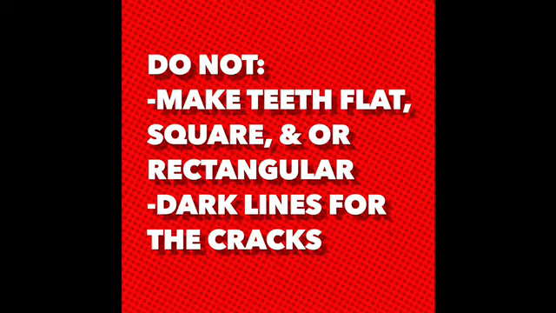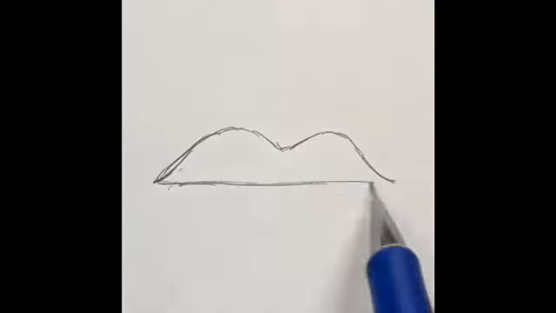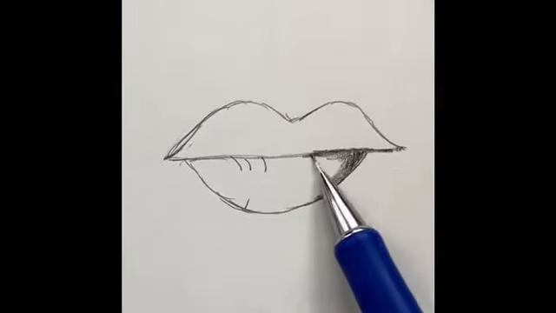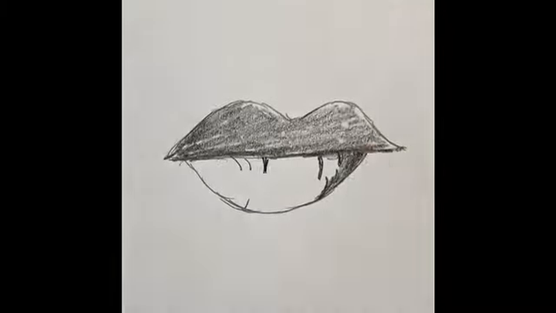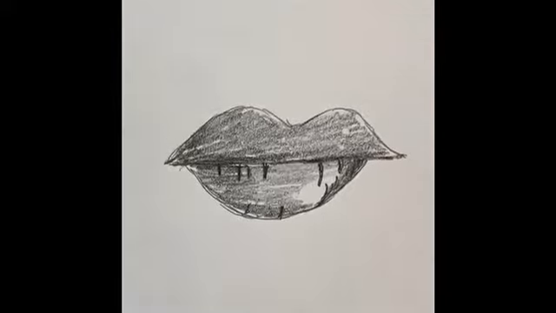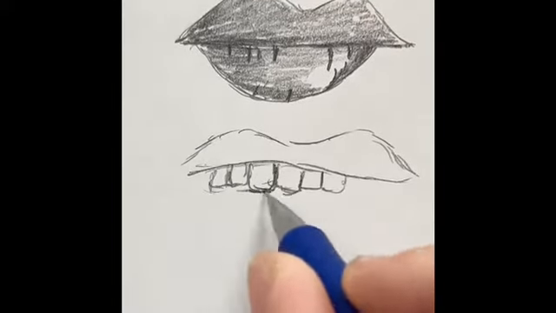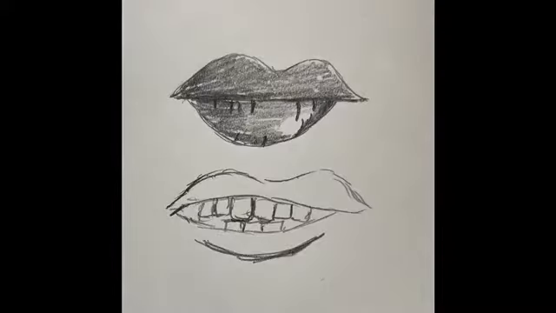Also, do not make the teeth flat, square, or rectangular. Do not have dark lines for the cracks of the lips. So here's a good example of what you do not want to have. And then the teeth, this is what I mean by showing it square, rectangular.